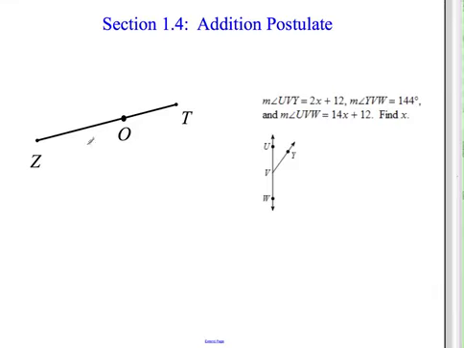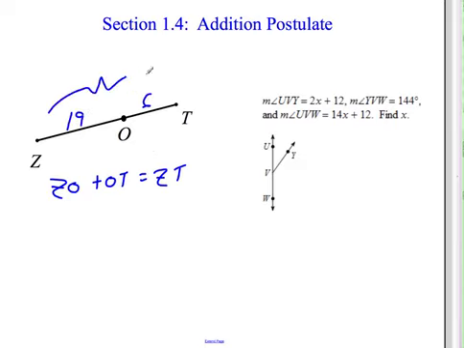It just means that ZO plus OT has got to equal the whole thing, ZT. And it kind of makes sense. If this is 19 and this is 6, what is the total? It's 25. Now on the test, I may give you something like, oh, I don't know, this is 3x, and you got to write an equation. You got to say, oh yeah, 19 plus 3x equals 25.